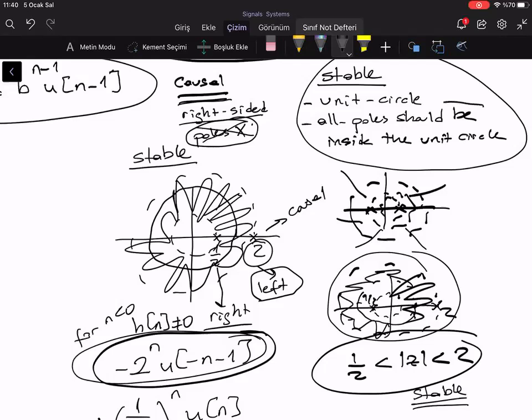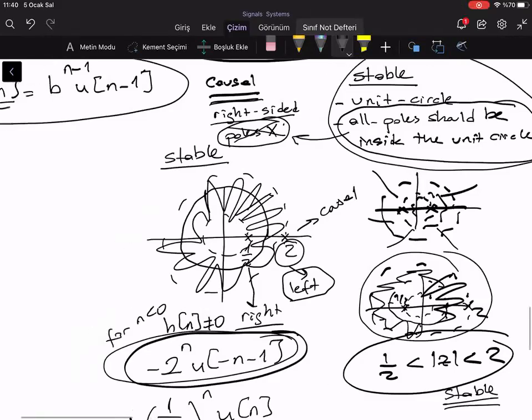I'm missing something here arkadaşlar. Let us check that all poles should be inside the unit circle. Maybe that is a condition for causality, because, yes hocam, for causality, if the region of convergence is outside of the outermost pole, then the system is causal. I think that is the relationship with poles and causality.